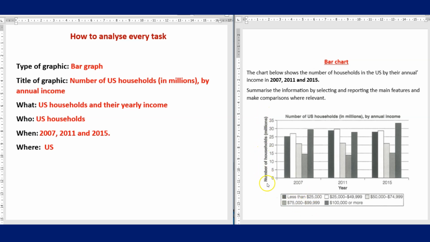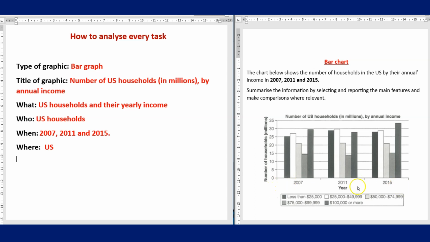Aside from that, you also have to check the vertical and then the horizontal axis information. So if you look at this side, it's talking about the number of households per million. So it tells you here that this is not just 5, it's talking about 5 million. This is not just 10, it's talking about 10 million, right? So you know the unit here is in millions. Okay, per million households. You have to know that the unit of measurement here is per million households.